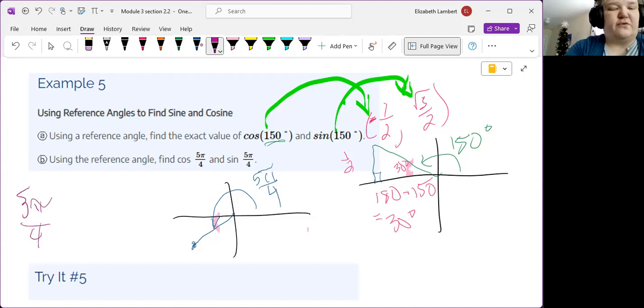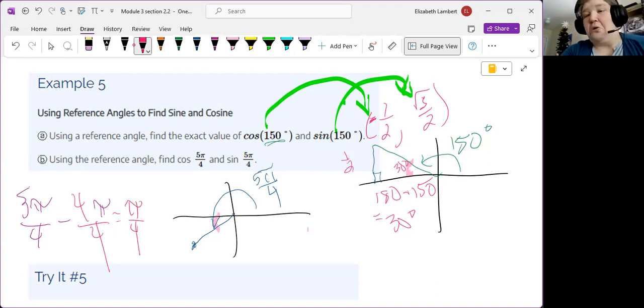So 5 pi over 4 minus pi. And I'm just going to be lazy and sneak the common denominator in there by multiplying by 4 over 4. And we get pi over 4. Pi over 4 is our 45 degrees. So our over 4 fraction matches our 45 degrees, and that is consistent. Pi over 4, 3 pi over 4, 5 pi over 4, and 7 pi over 4 all have 45 degrees, or pi over 4, as their reference angle.